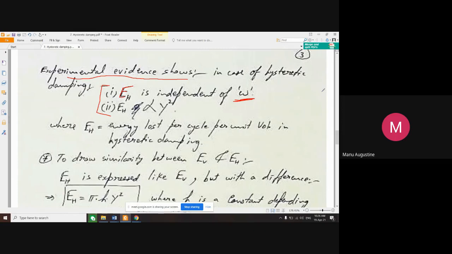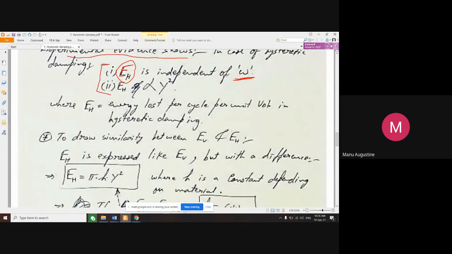So whether you are oscillating it at a fast rate or at a lower rate, it would not matter. For every cycle per unit volume, the total energy lost, whether you are moving it fast or slow, does not matter. It is the same. So omega is not affecting EH.